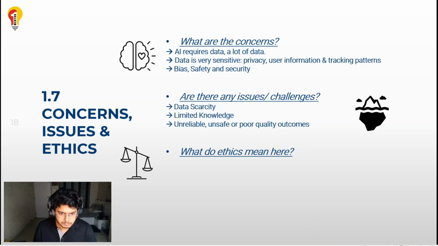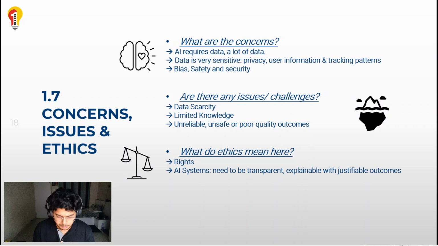So basically, in the justice system, your rights as a human being, are they being justified? That is what concerns some of the lawmakers in the development of AI. So the main target here is AI systems. They need to be transparent, they need to be explainable, and with justifiable outcomes.